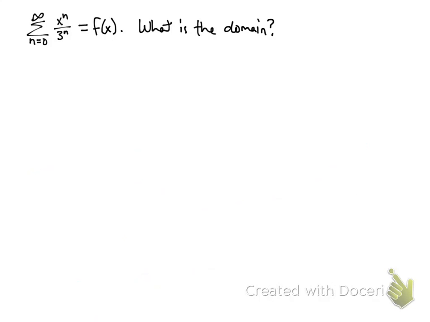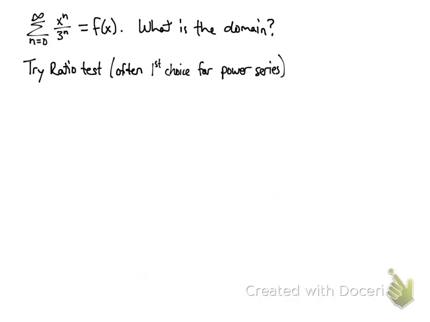To figure this out, we want to figure out what x's make this converge, and obviously there's infinitely many numbers I could try, so I can't just try them one by one and then each time let you know whether the series is convergent or divergent. We have to sort of have a general rule for which x's will work. So we're going to try the ratio test, and this is usually the first choice when you're trying to figure out the domain of a power series. The ratio test just seems to work the best. And that's because most power series either are things to the nth power or factorials.